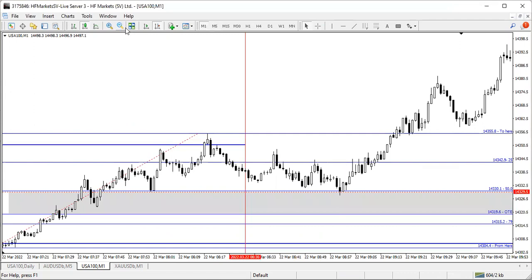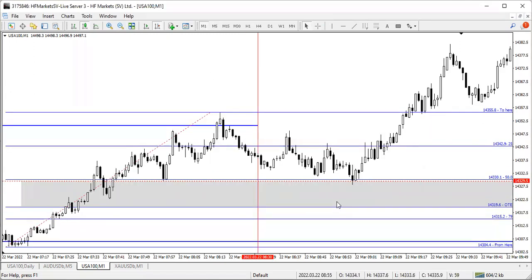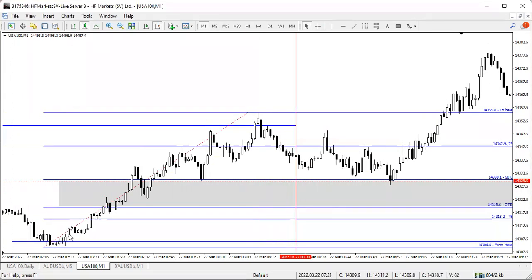Same idea. This is your area that you want to enter. This is that leg in price. You want to be buying below these. So from here, all the way to the high, we have lows that are above that 50%.